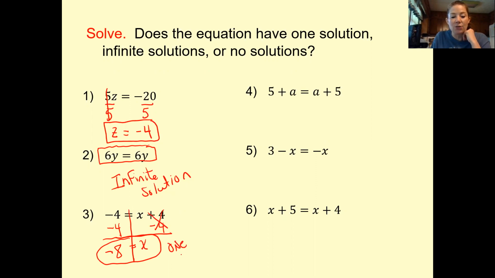So there is one solution, and that solution is x equals -8. I hope you got it right.